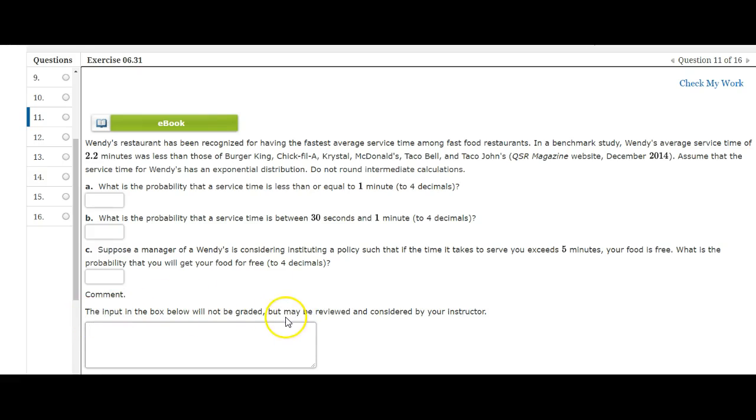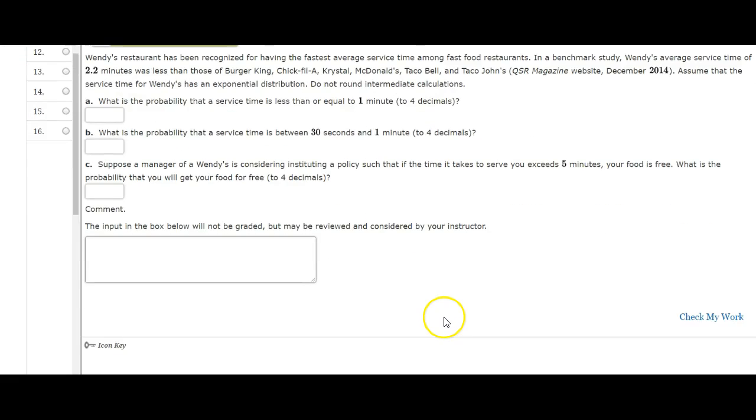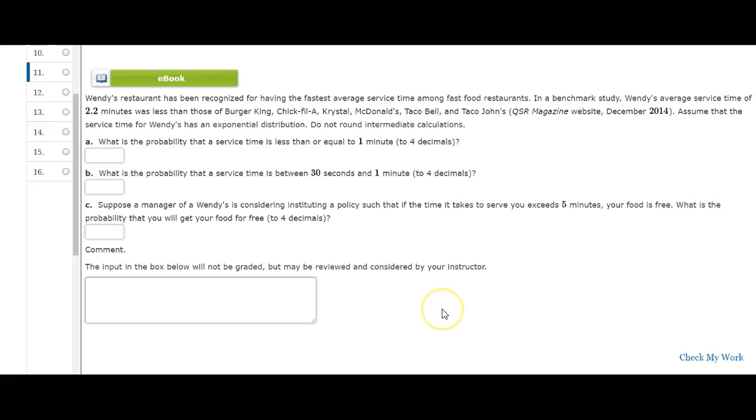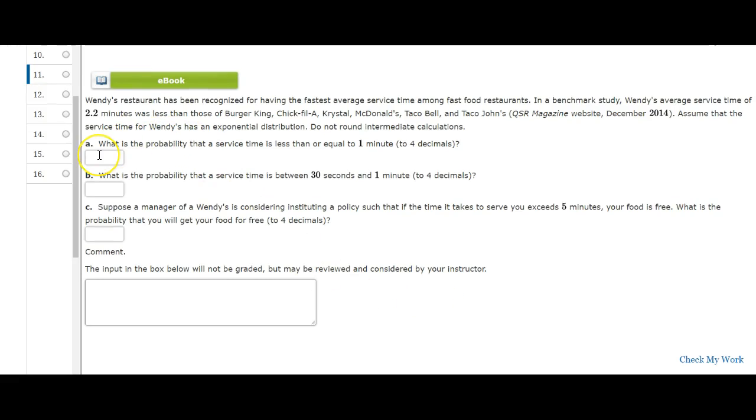And lastly, they tell you that this box is not graded, but may be reviewed by the instructor. Well, guess what? I'm not going to review it. You just have to get these right.